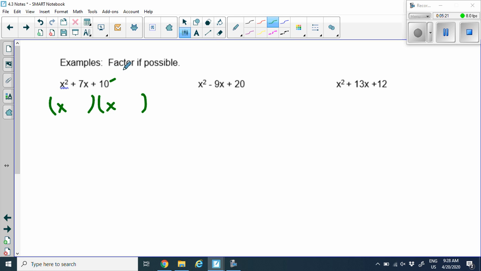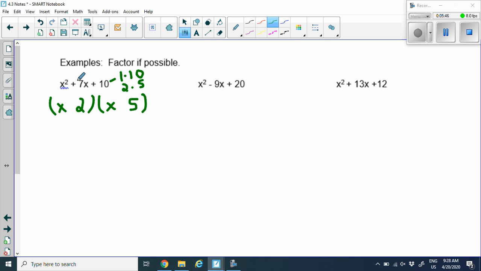And I like to list them in numerical order. So we have 1 times 10, and then we have 2 times 5. Now, we need to pick the pair that will combine to get us a positive 7x. Well, 1 and 10 will never do that, but 2 and 5 will. So I'm going to go ahead and do a 2 and then a 5.